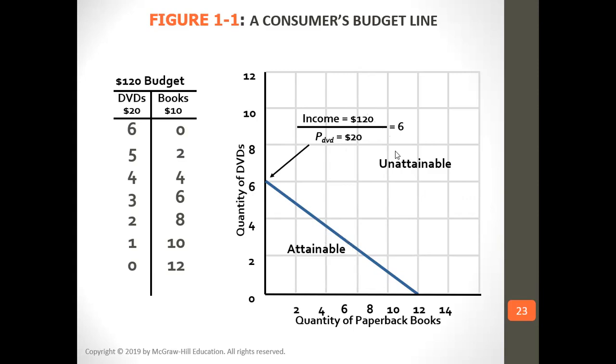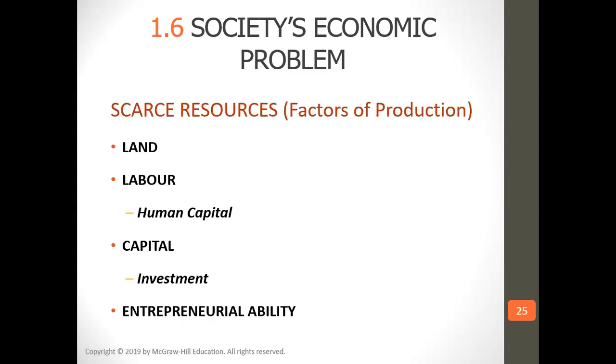So what I wrote here: society's economic problem. We have scarce resources. We only have a certain amount of land, like the Earth, right? We haven't gotten space travel yet, so we're stuck with the Earth. It's not unlimited, it's limited space. Then we have labor, human capital. There's only about 7 billion individual units of human capital, right? And then capital investment. We only have so much of that.